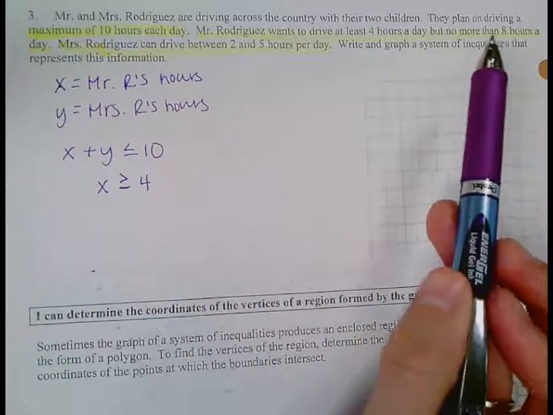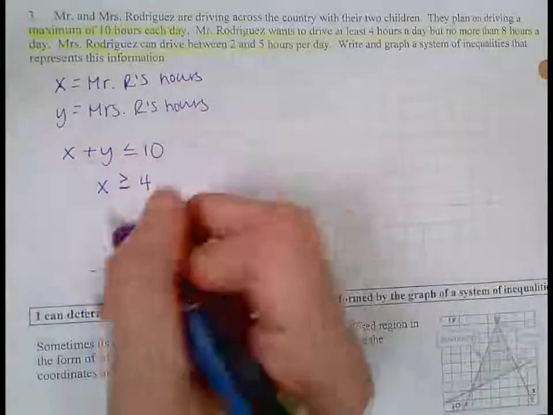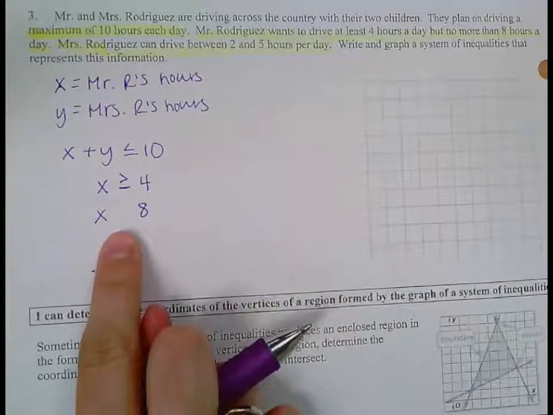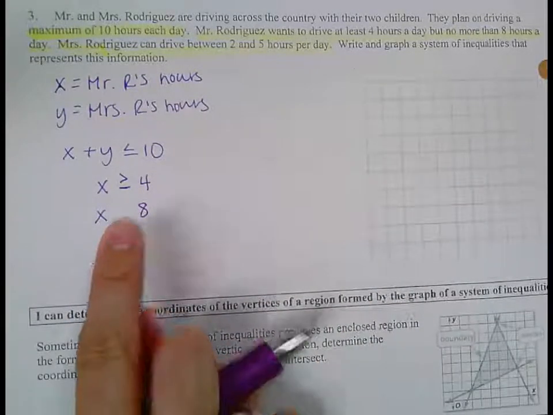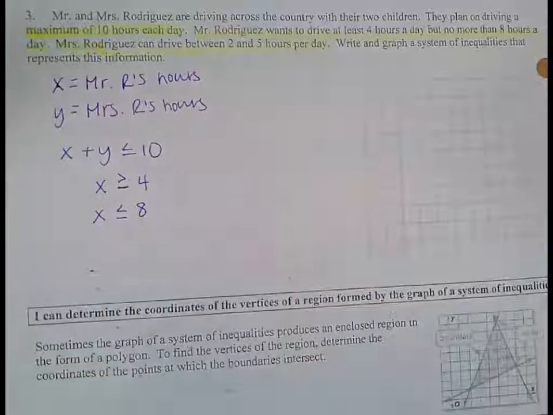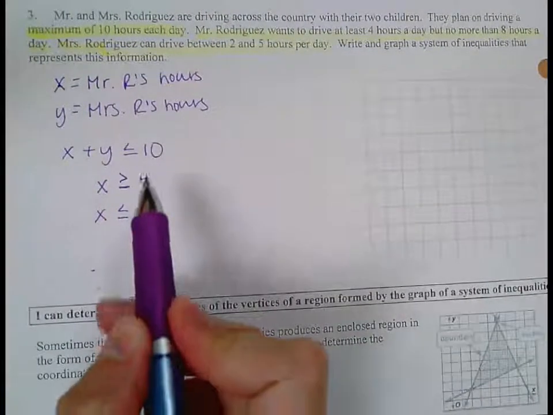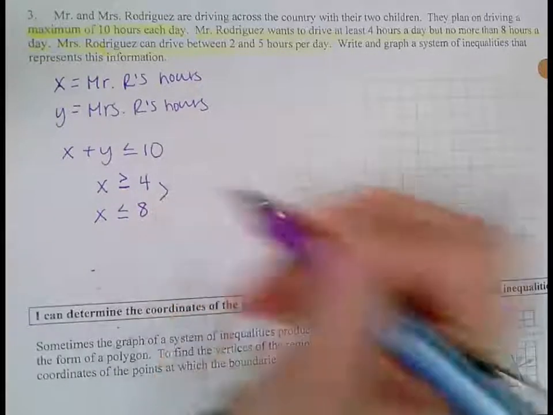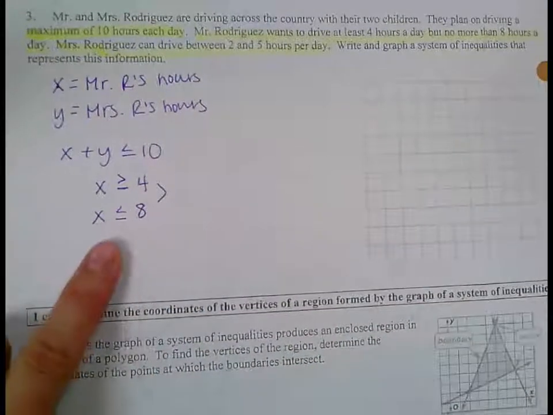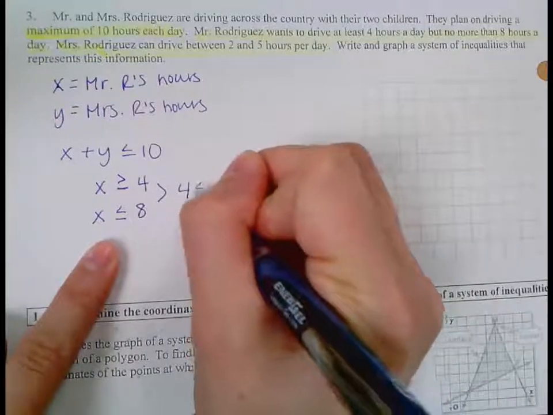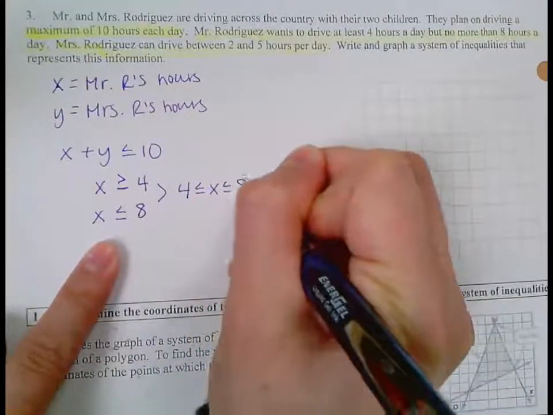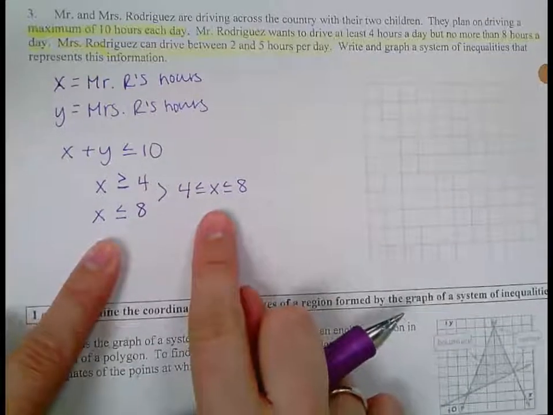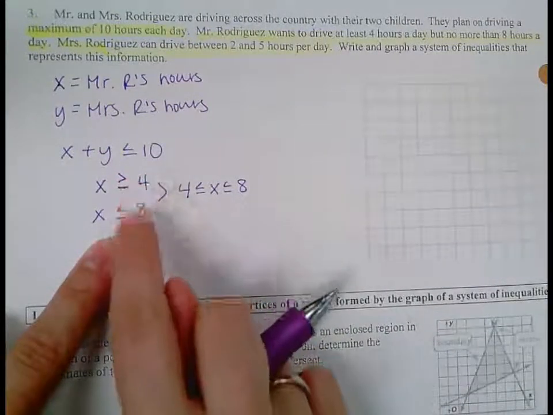But he does not want to drive more than 8 hours. So x should also be no more than 8. What inequality symbol would represent that? Less than or equal to. He could drive 8. So that really is two separate inequalities. You could write that as a compound inequality. Another way this could be written is showing that x should be in between 4 and 8. But recognizing a compound inequality does represent two separate inequalities.